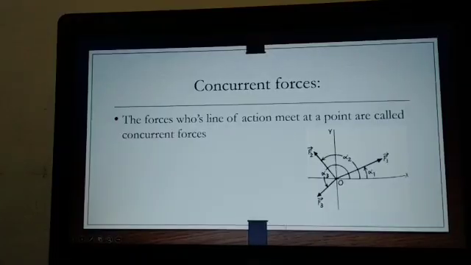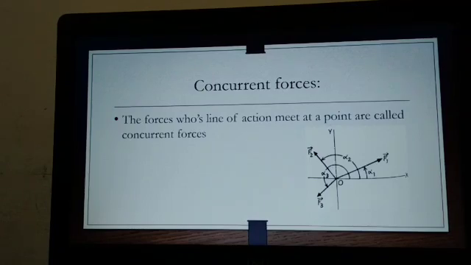So such forces whose lines of action meet at a point are called concurrent forces. See, here we have F1, F2, F3. Their lines of action are meeting at the point O. F1 is making an angle alpha 1 with the x-axis, F2 is making an angle alpha 2 with the x-axis, and F3 is making an angle alpha 3 with the x-axis.